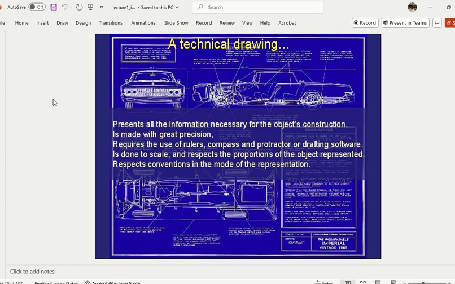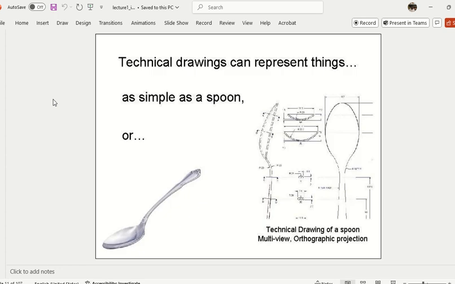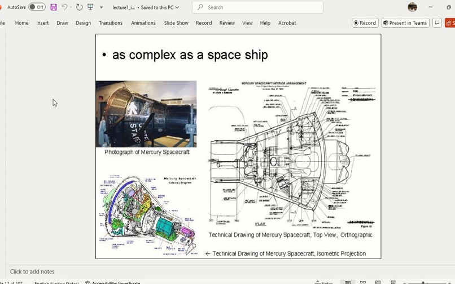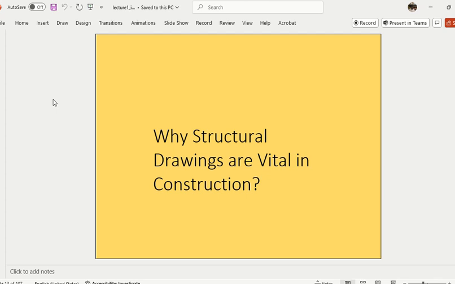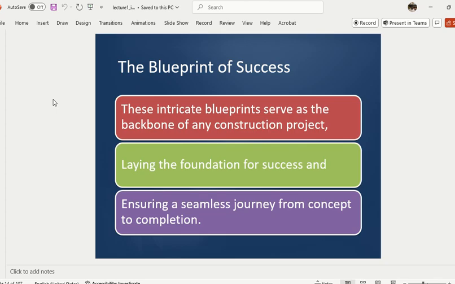So technical drawing can be for anything. It can be for something as simple as a spoon or as complicated as a spaceship. And then I moved on to why technical drawings are important for us as civil engineers. Without the technical drawings, you will face a lot of problems in your project because you don't know what to do.